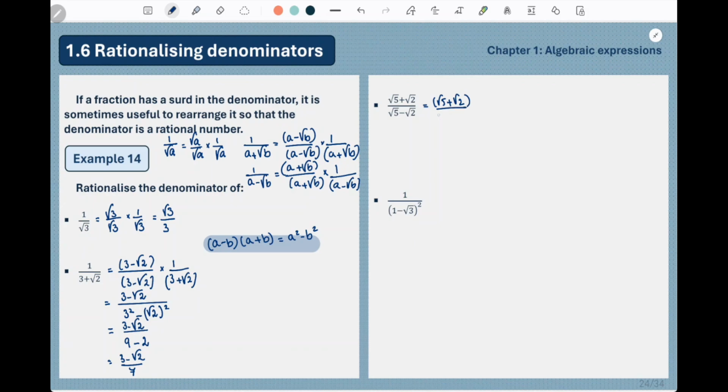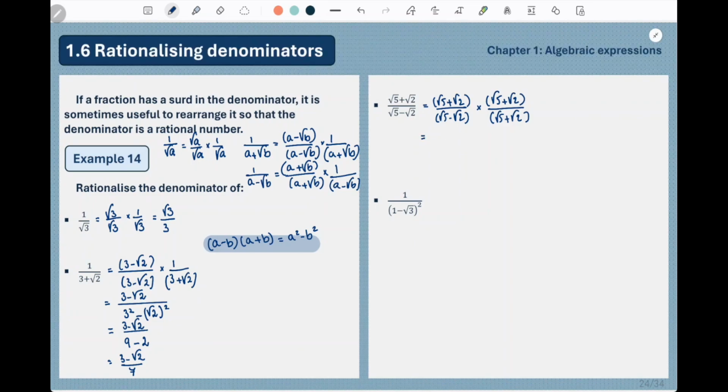And over 5 minus. So what I'm going to multiply by, because I'm focused on this part, is this over here. So I'm going to add this square root of 5 to 2, and I'm going to multiply top and bottom by it. And trust me, this has nothing to do with this, okay? It's just because we're trying to rationalize the denominator.